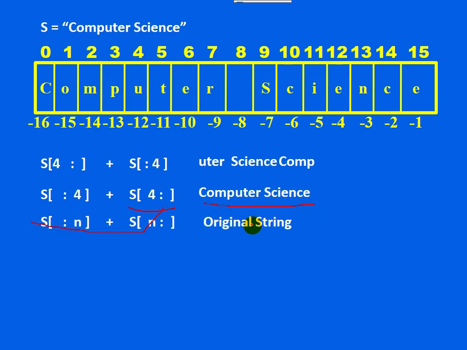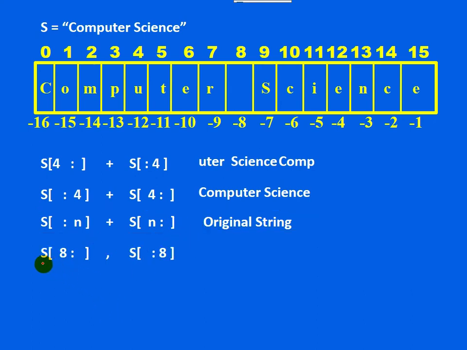So it's a rule. You can remember it like this: S of colon n, plus S of n colon, is the original string. Original string means whatever S is pointing to, you will get that. So S of colon n plus S of n colon will give you S, the original string. It's a rule, and this may come as a short answer type question.